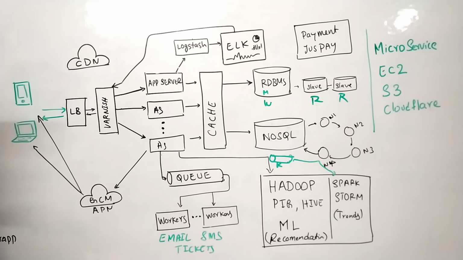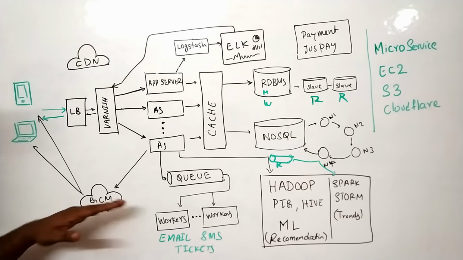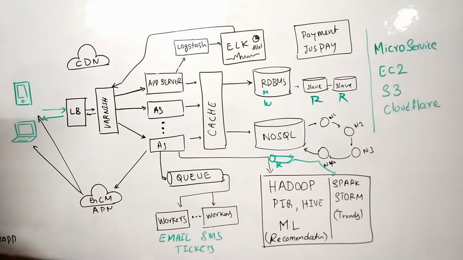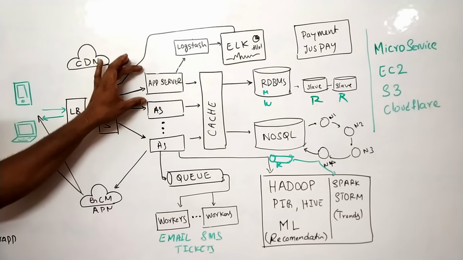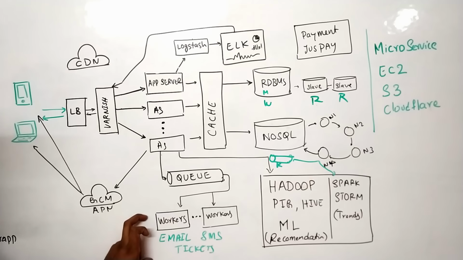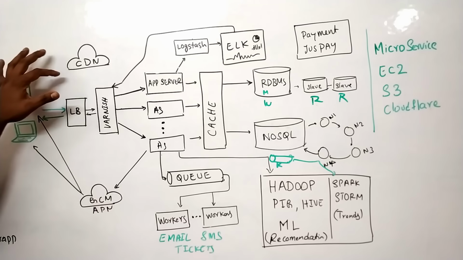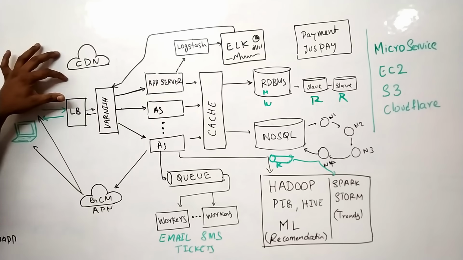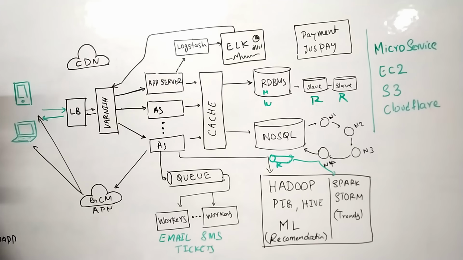BMS is built entirely on the Amazon platform. It uses a microservice architecture, where every component is separated out and runs independently; it is not a monolithic architecture. All these app servers and workers are hosted on Amazon EC2 instances, the CDN is Cloudflare, and all the trailers and gallery are saved in Amazon S3.